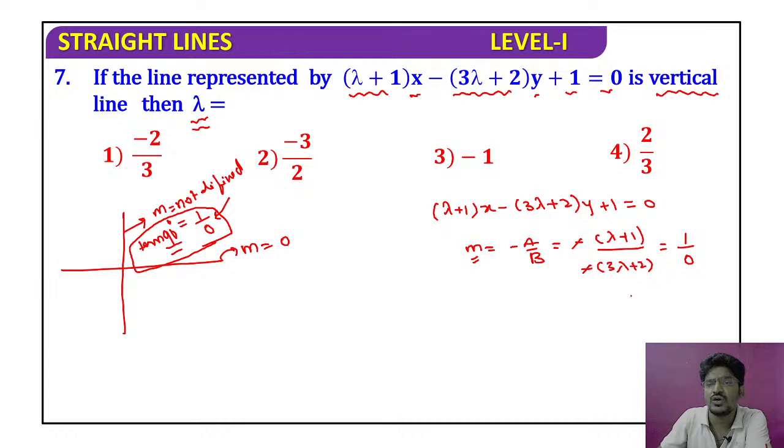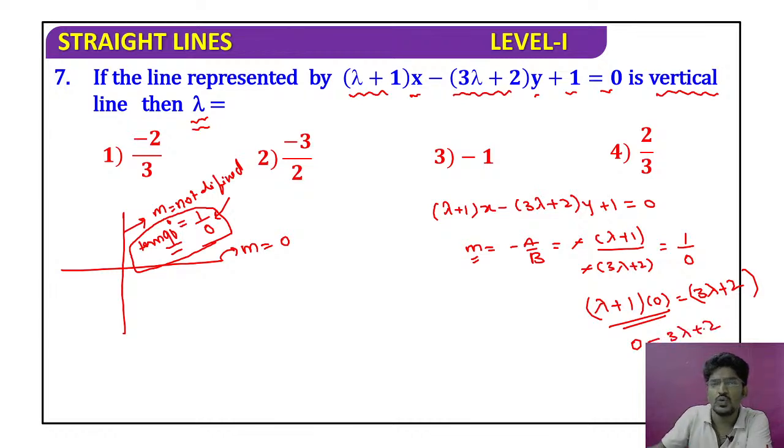So, lambda plus 1 over 3 lambda plus 2 equals 1 by 0. Do the cross multiplication. Lambda plus 1 into 0, and 3 lambda plus 2 into 1 will be 3 lambda plus 2. So therefore this term becomes 0, equals 3 lambda plus 2. So now lambda will become minus 2 by 3. So therefore option 1 is the correct answer.